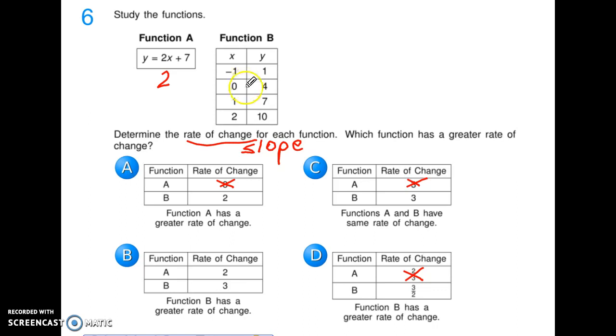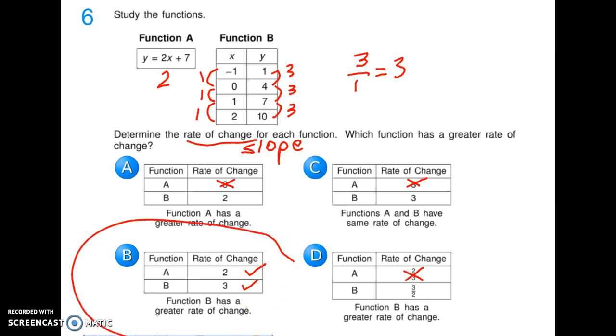If I look at function B, each of these x values is increasing by 1, and each of these y values is increasing each time by positive 3. So 3 over 1 is 3. Let's just check ourselves. This one is also 3. So both of these check out. Function A has a rate of change of 2, and function B has a rate of change of 3. Therefore, function B has a greater rate of change. And there's the answer to our problem.